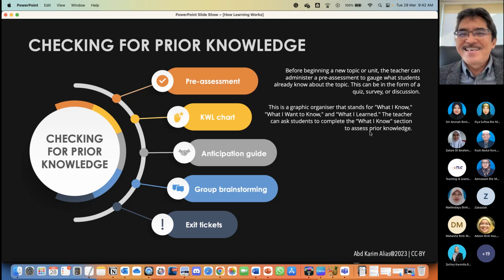Okay, try, okay. So in the KWL chart, the teacher can ask students to complete the what I know section to assess prior knowledge. So what is an easy way for us to make this KWL chart? We actually use a table. And we can use a Google Doc, an editable Google Doc, for this purpose. So let us try this one now.